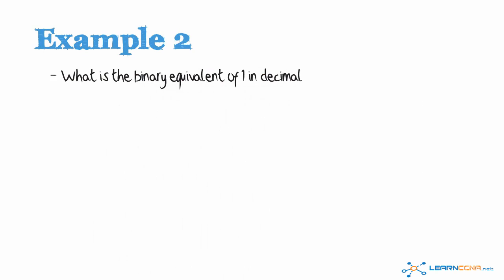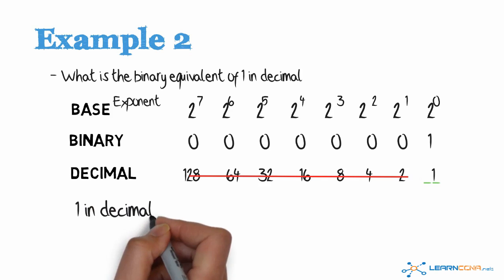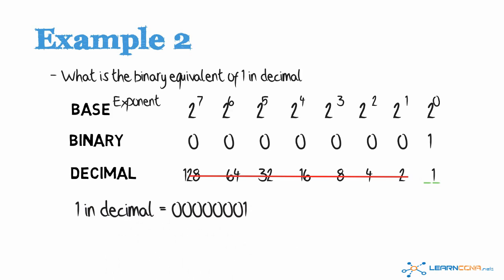So here's another example. What is the binary equivalent of 1 in decimal? Using our table, the decimal value is 1. That means that these values are all turned off. In other words, the binary equivalent is 0 for the first 7 values, but the last value is turned on. So 1 in decimal is equivalent to 7 binary zeros followed by binary 1.